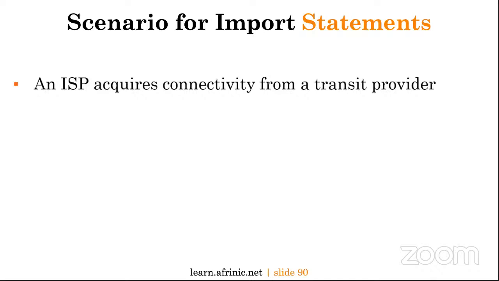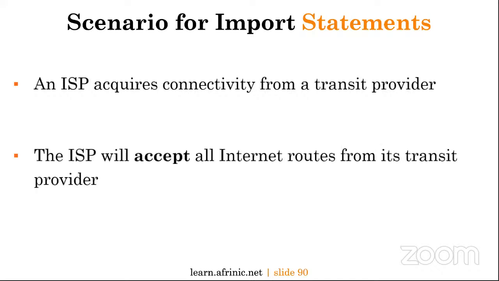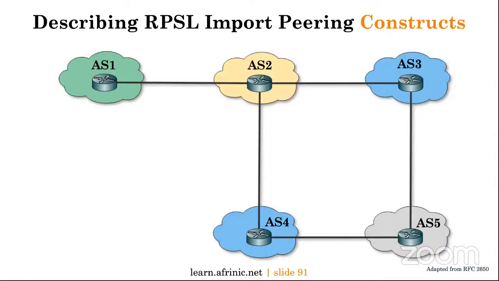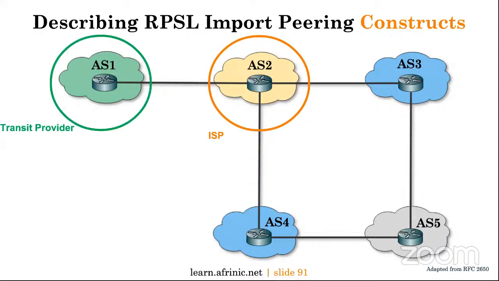So now, scenarios for the import statement. You as an ISP want to acquire connectivity from your upstream transit provider. You will accept all internet routes from your transit provider, of course, and you will accept all legit routes from your customers, routes that are generated by your downstream customers. So we'll look at that in this scenario. We use AS2, our ISP, as the point of contact here, and our transit provider is AS1.